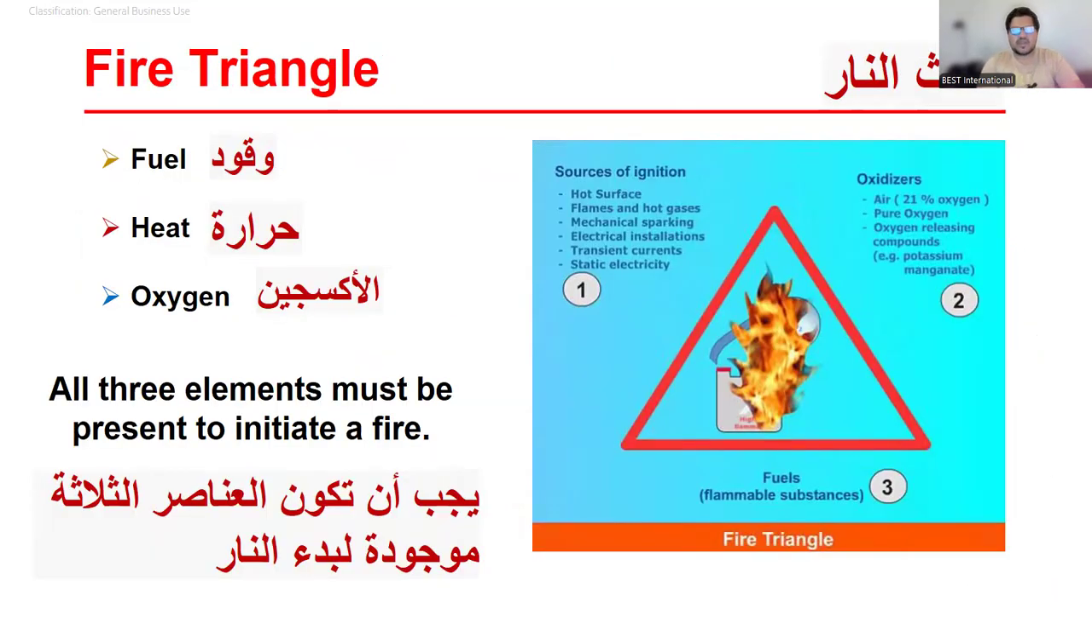Now, what is the fire triangle? Remember, it's all a game of fuel, heat, and oxygen. All three elements must be present to initiate a fire.